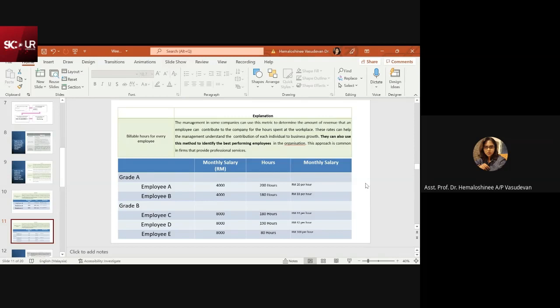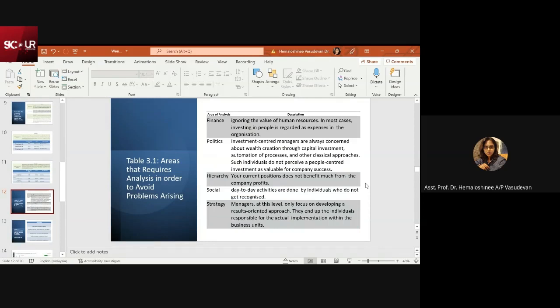This kind of fight always happens in the human resource department. The manager of human resource always faces this kind of problem. They always say, I don't know why they cannot identify which one is, why they are getting this much, all that.